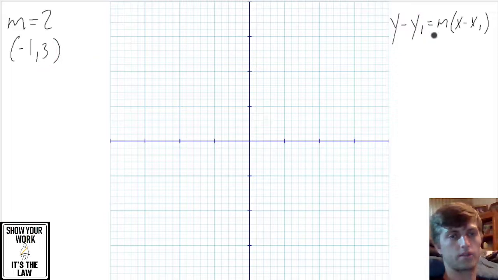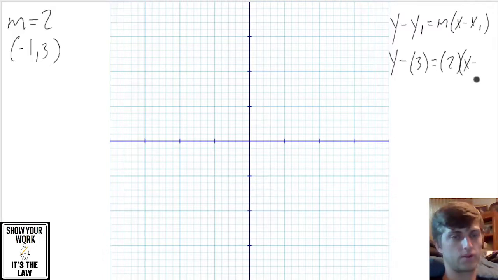So what do we get? Well, this y doesn't change. Our y1 is 3. Remember, whenever we substitute, use parentheses. m is 2, the slope of 2. x minus x1 is -1. Don't forget those parentheses or else you'll mess up your negatives. All right, can we simplify the left? Yep, that's just y minus 3, drop the parentheses.